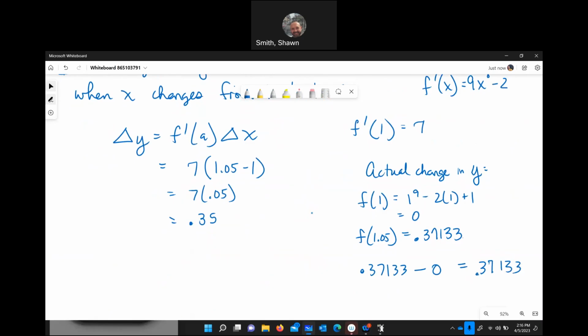So again, as long as the change in x is very small, the change in y can be approximated fairly decently, right? So the change in x is 0.05, right? That's very small right there.